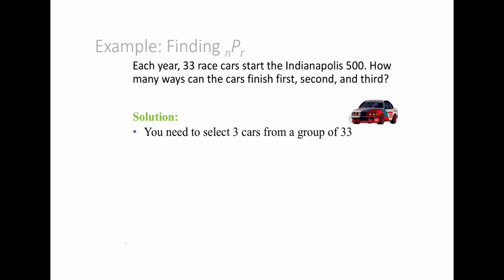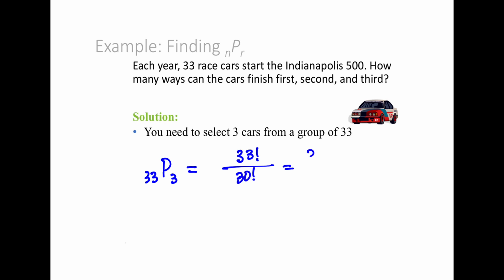Here's another example where we could use this formula. Each year, 33 race cars start the Indianapolis 500. How many ways can the cars finish first, second, and third? So we need to select 3 cars from a group of 33. So we have 33 items, and we want to select 3 from those. And we want the different orders to be considered for this. And I'll cover that here in a second. But this would be 33 factorial over 30 factorial.